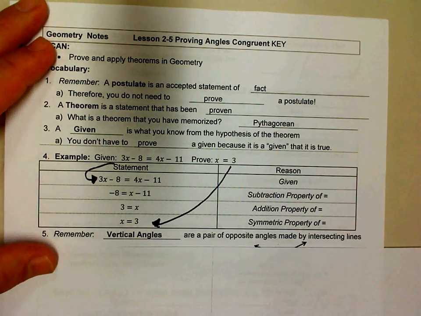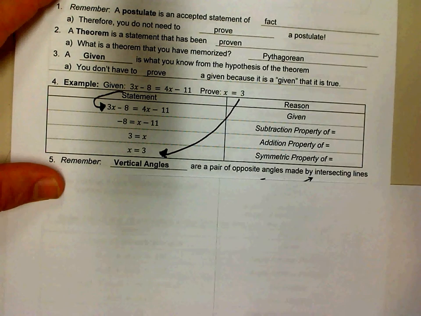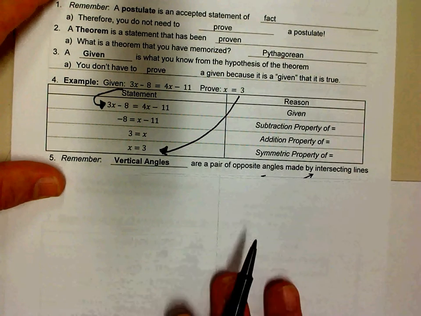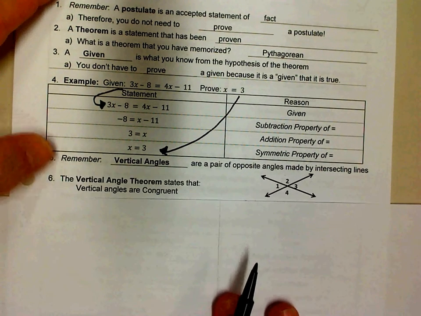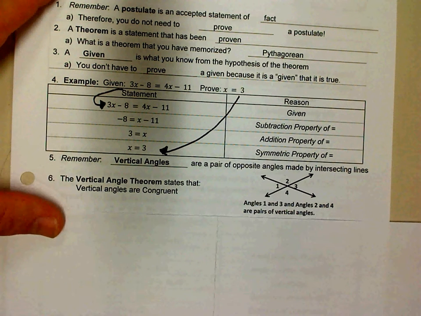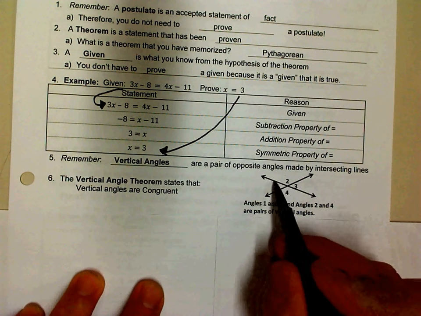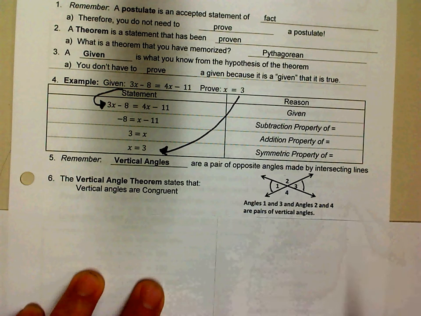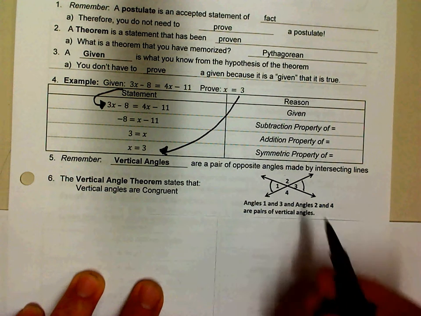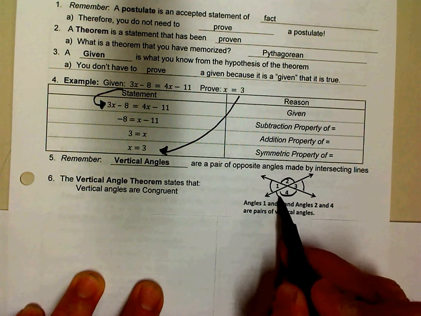We have talked about a term called vertical angles before, and let's go over those again. Vertical angles are a pair of opposite angles that are made by intersecting lines. And you can see in this diagram over here that we have a pair of vertical angles. 1 and 3 are vertical angles, and also 2 and 4 are both vertical angles.